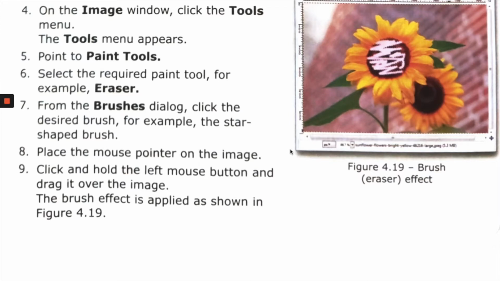Place the mouse pointer on the image. Click and hold the left mouse button and drag it over the image. The brush effect is applied as shown in figure 4.19. If you look at figure 4.19, wherever the star-shaped brush is used, that area has turned white, or the paint that you have selected.